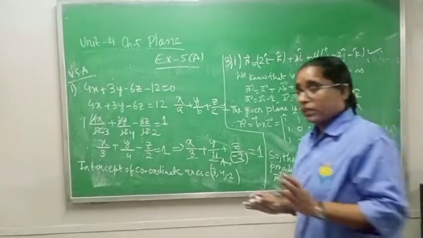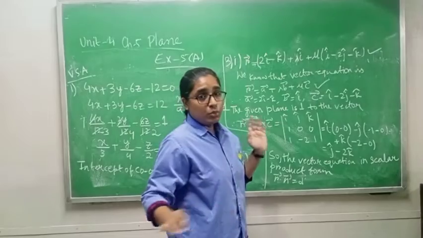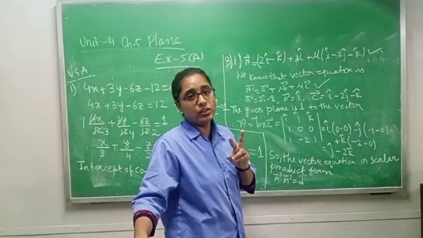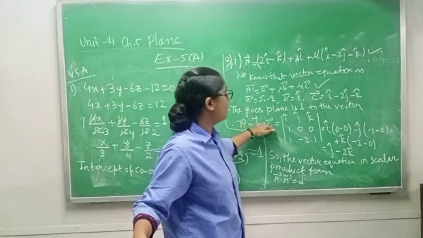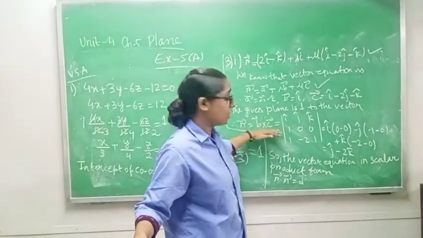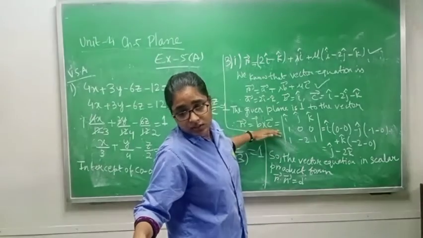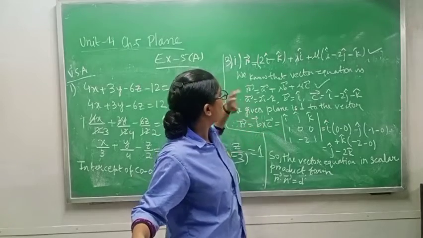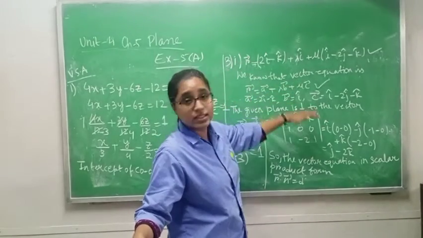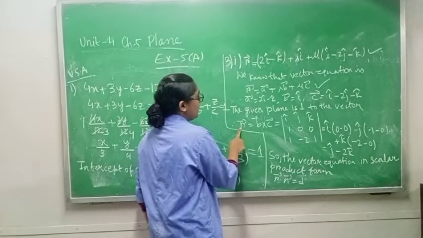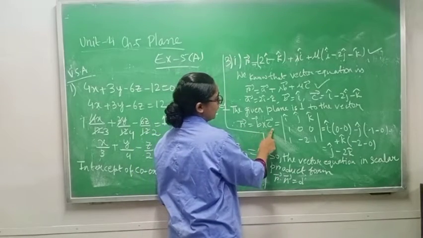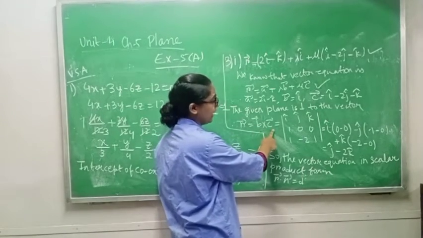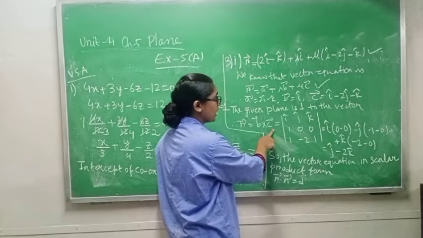If it is normal, you have to find the cross product of b and c, which gives the parallel one. So you have to find b cross c first. This is the process to find the vector equation in the form of scalar product. First you find a vector, b vector and c vector. After that, the normal is b vector cross c vector, the cross product between b and c. This is the only process to find the vector equation in scalar product form.